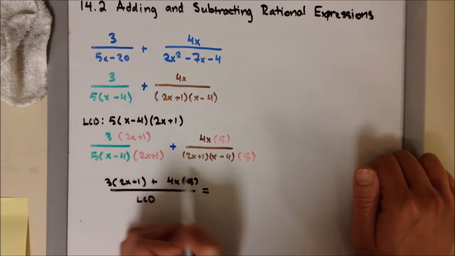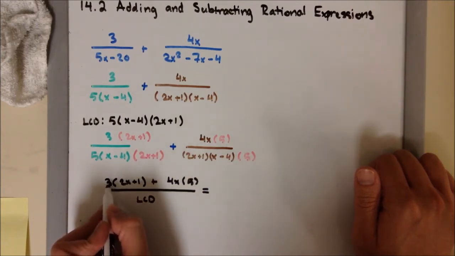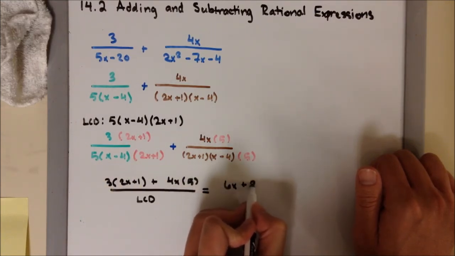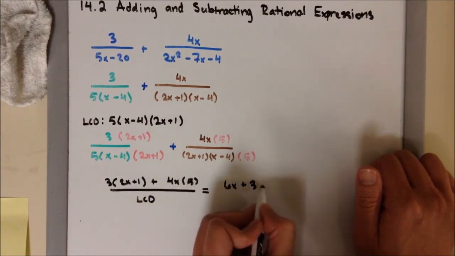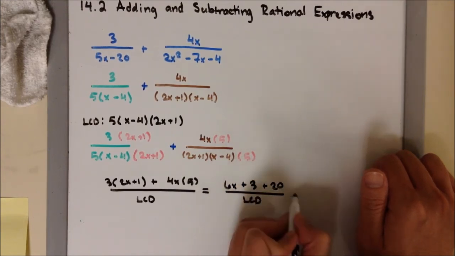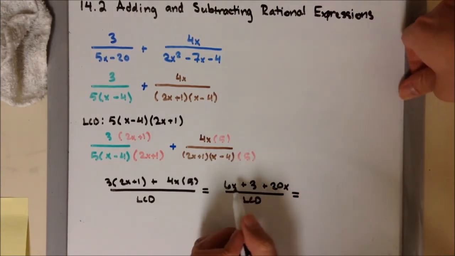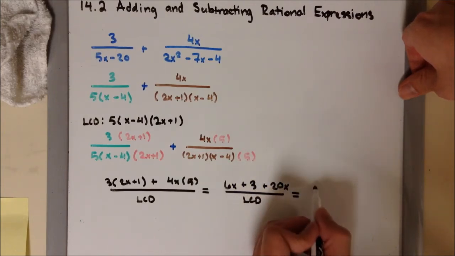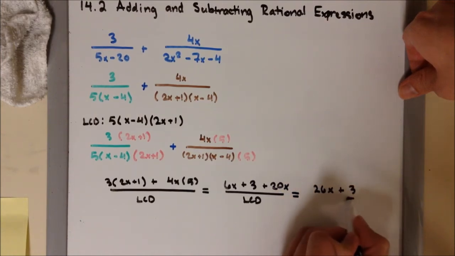Now in our work, we're still going to simplify and combine the numerators, the top. So here, 3 times 2x plus 1, when I distribute, I'm going to have 6x plus 3, and then plus 4x times 5. So positive 4x times 5 will be plus 20x over my LCD. And then I'm just going to combine like terms. So 6x plus 3 plus 20x, the only thing I combine is the 6x and the 20x, so it's going to be 26x plus 3 over my LCD.